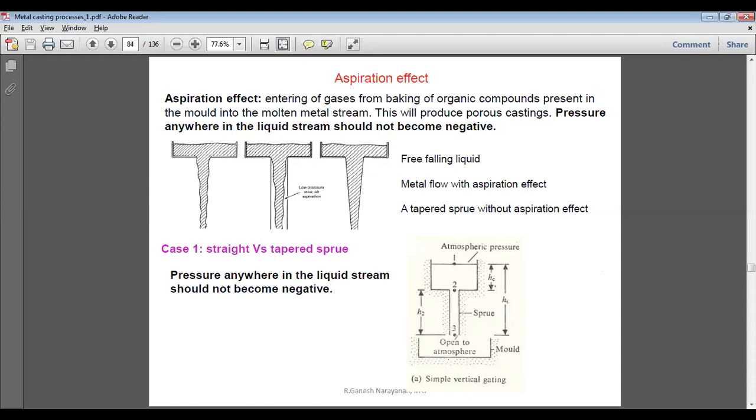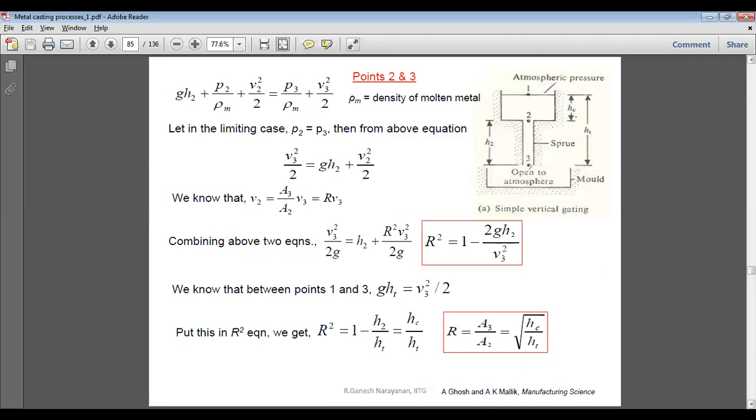So this way we have covered all the aspects of the gating system. We have to take care of the various gating systems. This was all about the gating system. We'll be discussing more in the next lecture.